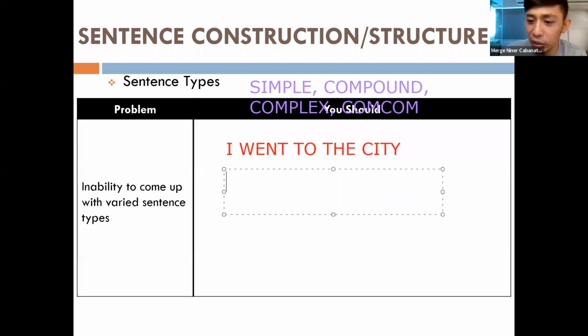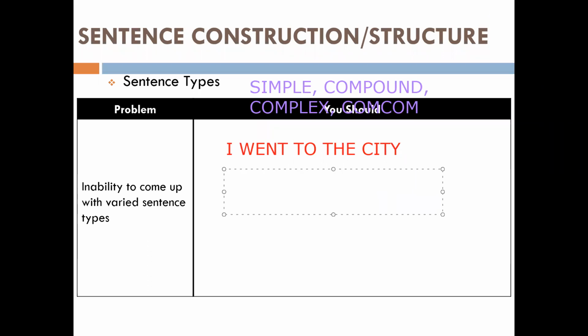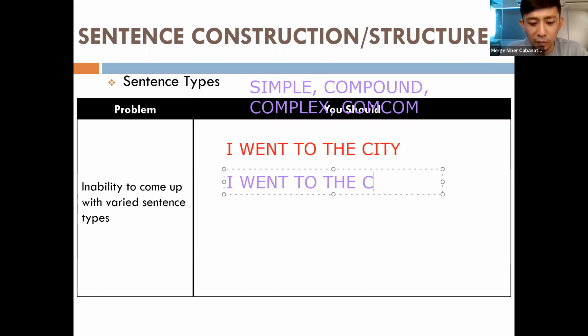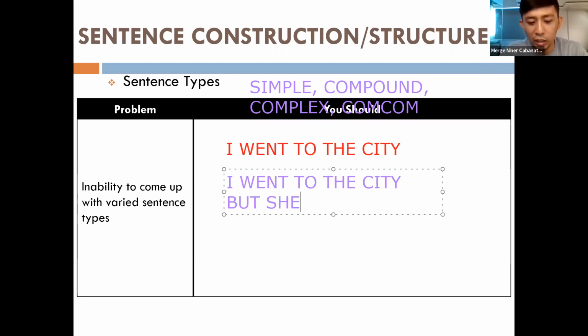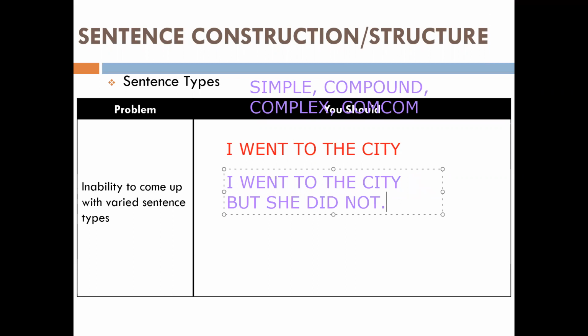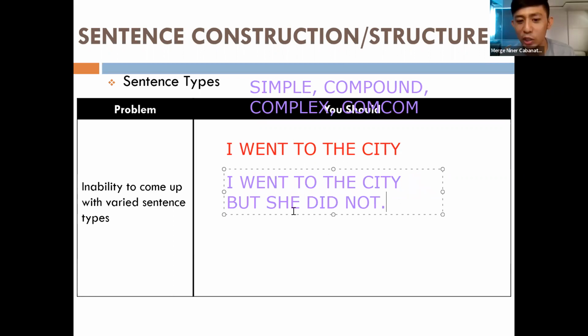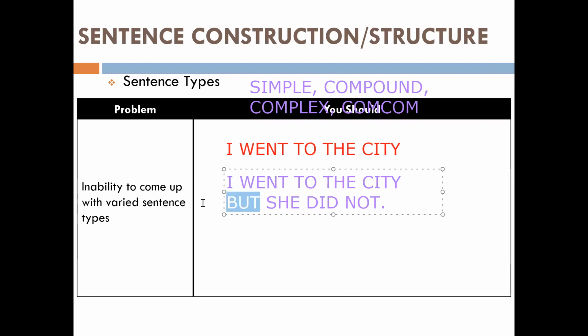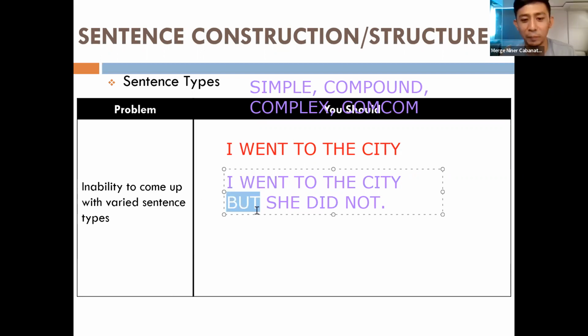Okay, susunod na tatanungin ko, ikaw naman, Sir Van. I went to the city, but she did not. Ayan, sir, compound. Dahil yung she at saka did, subject and verb, at yung I and went, subject and verb. At meron kang but para if used sila together. Conjunction. Yes, sir. All right.